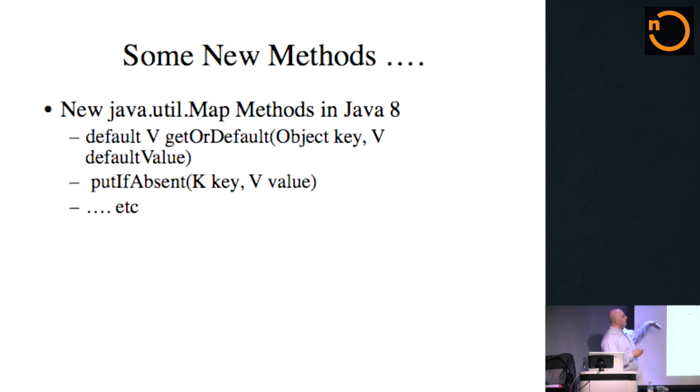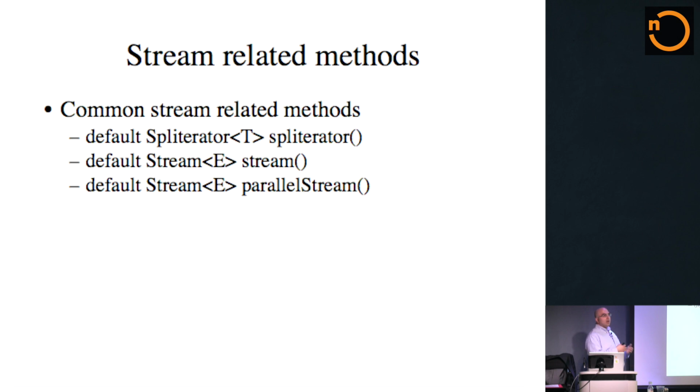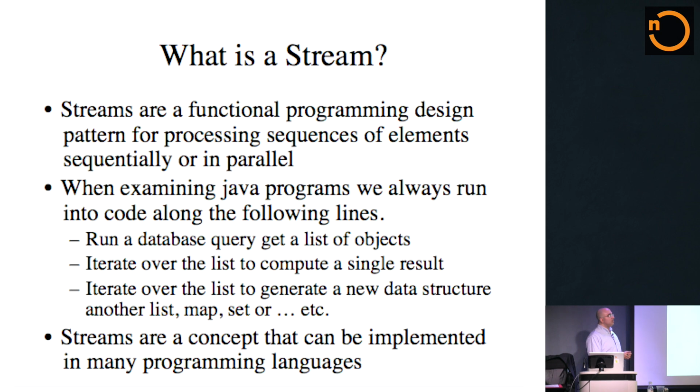So on the Map interface, there are about 20 new methods, some of which are things that should have been there from the beginning but weren't, and some that are new and fun just because lambdas are there. The stream-related methods are these ones here, and I want you to point your attention to the fact that there's something called stream and parallelStream, and I'll tell you what that does later. ParallelStream will do it on multiple threads. That's how easy it is. So the question is, what is a stream? This is probably a new concept to most of you.